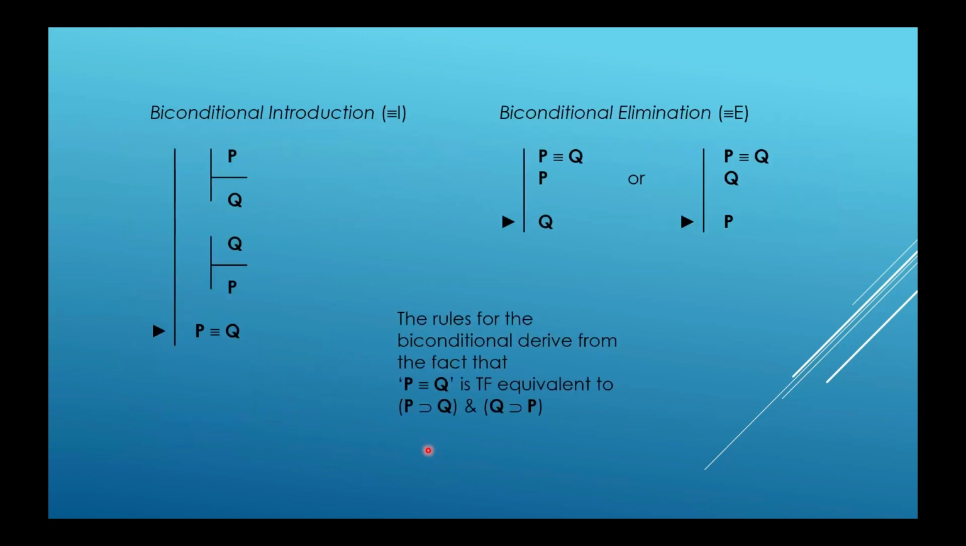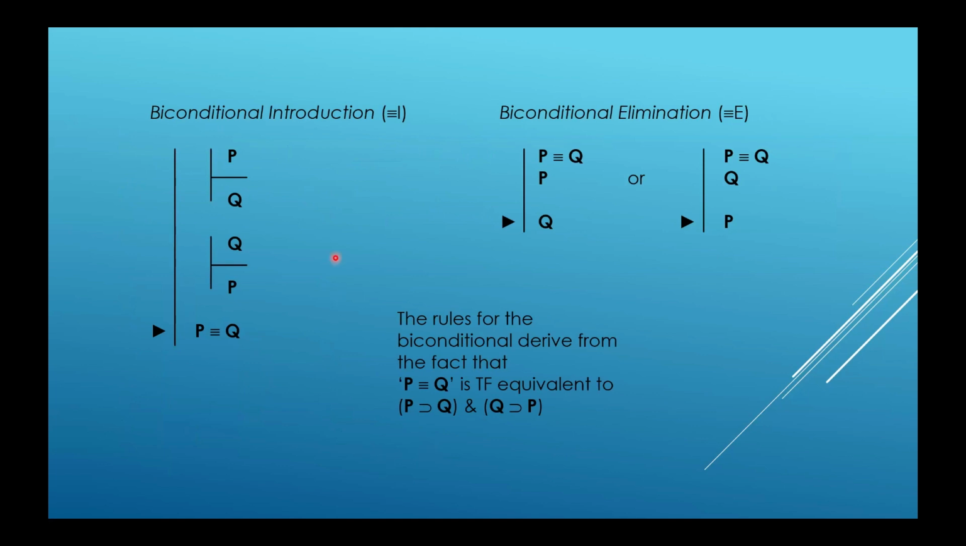Okay. The last two rules we're not going to go through in detail. You've probably seen enough examples that you can figure out how these work on your own. These are the rules for the biconditional. And these both derive from the fact that P if and only if Q is truth functionally equivalent to if P then Q and if Q then P.